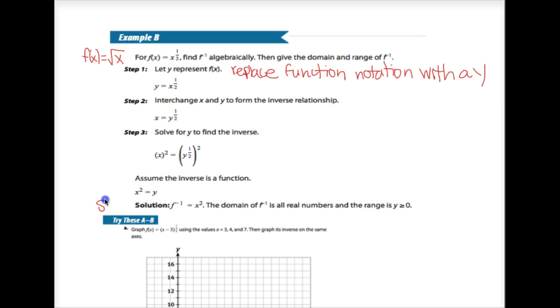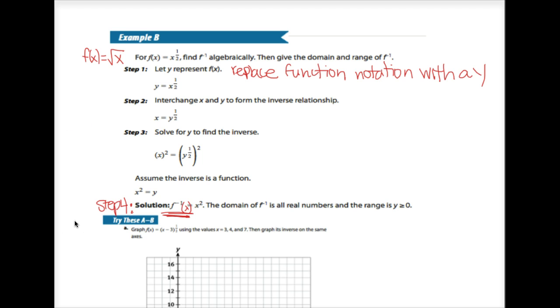Now, I'm going to make this step 4, and that is put in the inverse notation, f inverse of x. You have to put that back in at the end. So f inverse of x would be x squared, which makes sense because the inverse of a square root of x should be x squared.